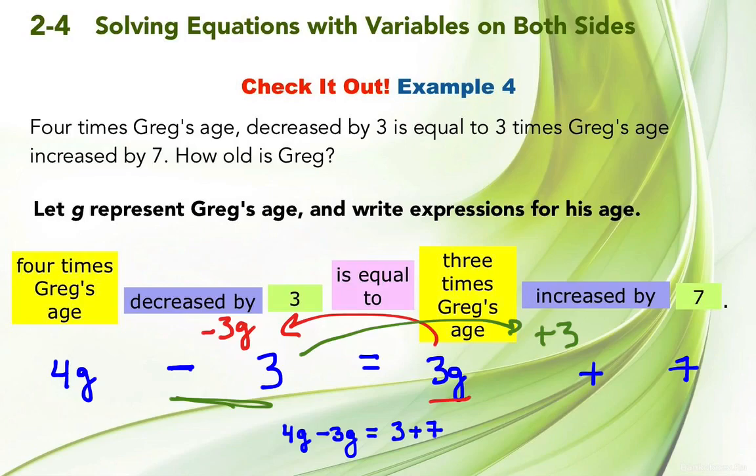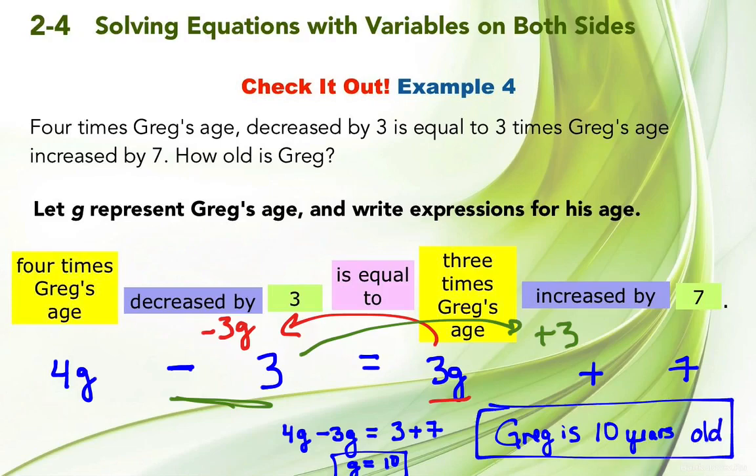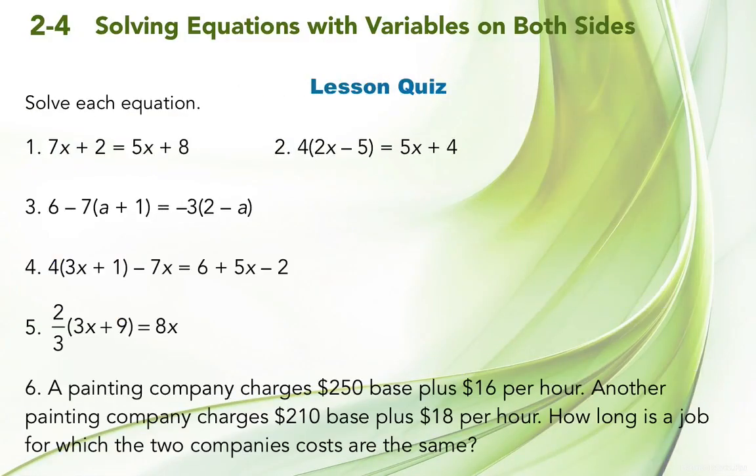Well, 4G minus 3G is going to be G. Going to run out of screen here. 3 plus 7 is 10. Oh, just enough screen. So Greg, do a capital here. Greg is, we found G is 10. Greg is 10 years old. That wasn't too bad. So Greg is 10 years old.